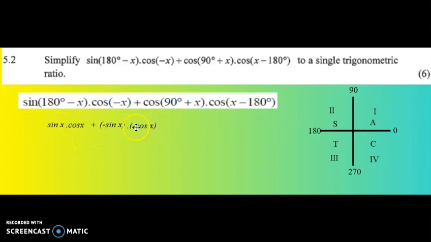A negative times a negative will give me a positive. So I've got cos x times sine x plus, and then a negative times a negative is a positive, so it is sine x cos x again. So that gives me 2 sine x cos x, which can be reduced to a single ratio of sine 2x.